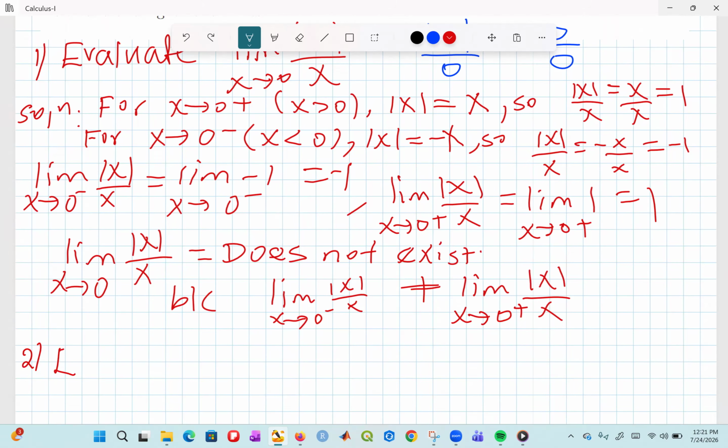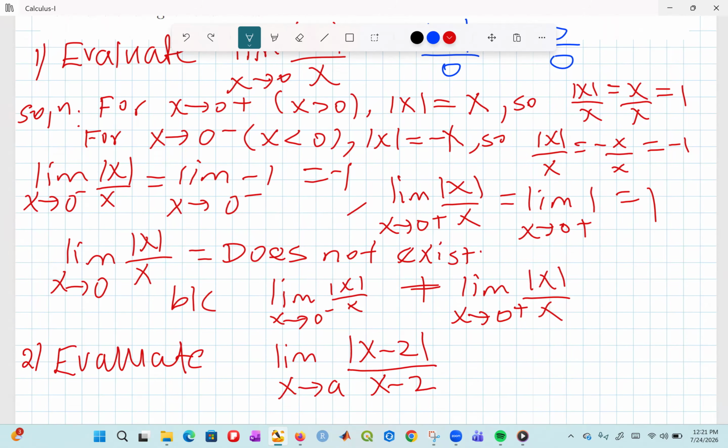Example 2. Evaluate the limit of absolute value of x minus 2 over x minus 2 as x approaches 2. What value does it equal, if it exists? Just write your answers under the comment.